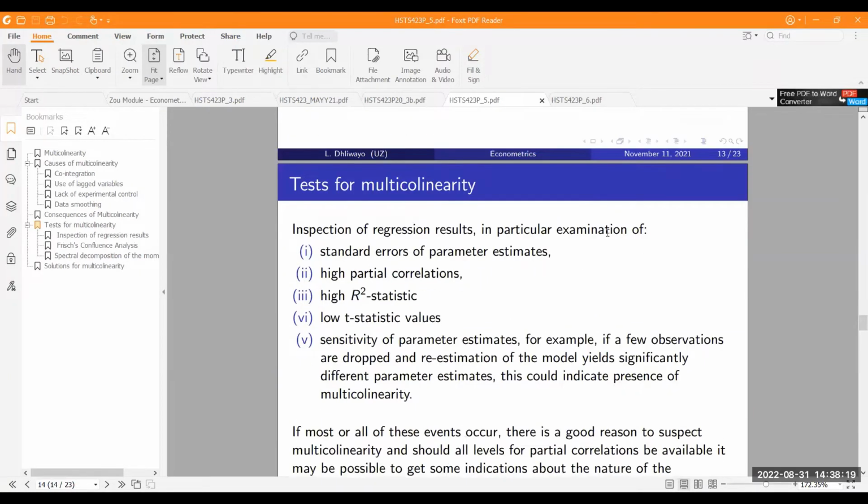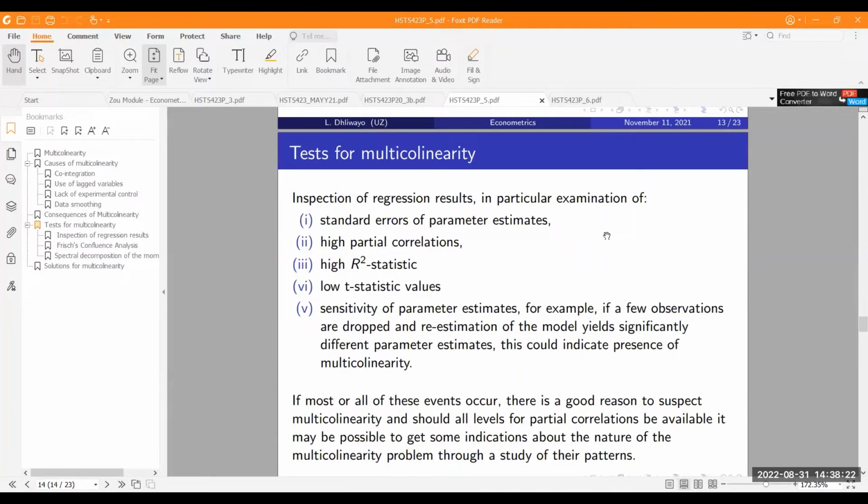Test of multicollinearity. When you're testing for multicollinearity, you inspect the regression results, in particular the standard errors of parameter estimates. Are we together? Then you also inspect high partial correlations. We've talked about correlations. You also inspect the high R squared statistics. You also inspect low t statistic values. Then you also inspect sensitivity of parameter estimates. For example, if a few observations are dropped and re-estimation of the model yields significantly different parameter estimates, this could indicate presence of multicollinearity. So these are the five things that you can inspect when you're checking for multicollinearity.